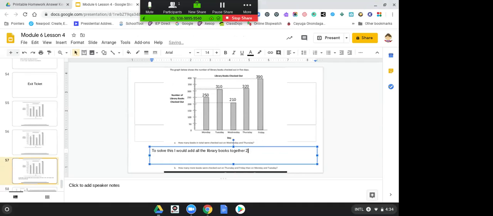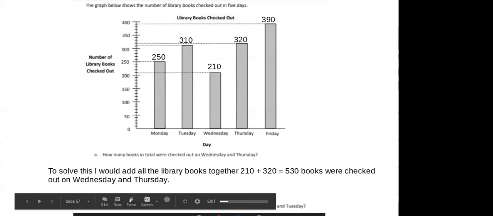Wednesday was 210 plus Thursday, which was 320. What does that equal together? 530 books were checked out on Wednesday and Thursday. Okay, I apologize for that. But I'm glad we were able to fix that together. Okay, and then we'll go on to B. Hopefully you got that right and caught your teacher's mistake.